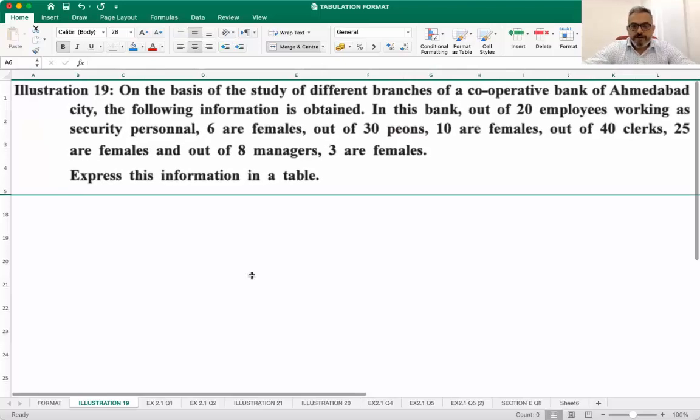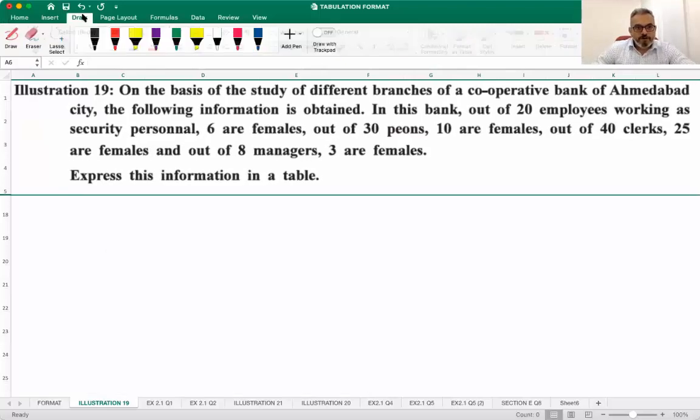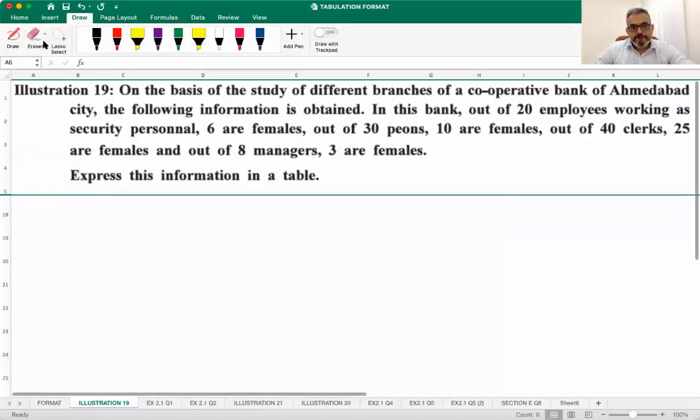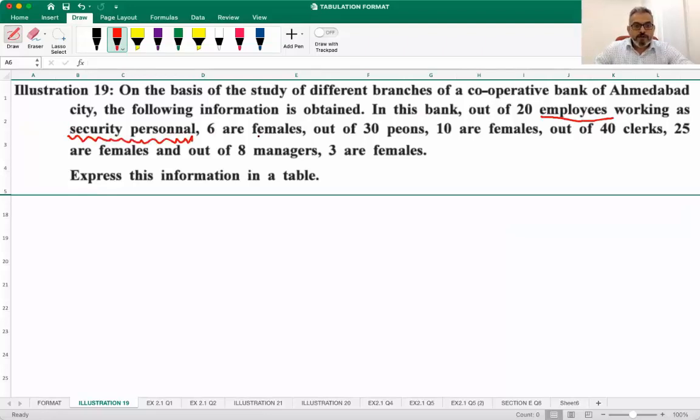Now, illustration 19. On the basis of study of different branches of Cooperative Bank of Ahmedabad city, the following information is obtained. In this bank, out of 20 employees working as security personnel, mark this, 6 are females. So one attribute is that it is a security person, the other attribute is whether male or female. Then you have peon, then again female you have already marked, then you have clerks, and then you have managers.